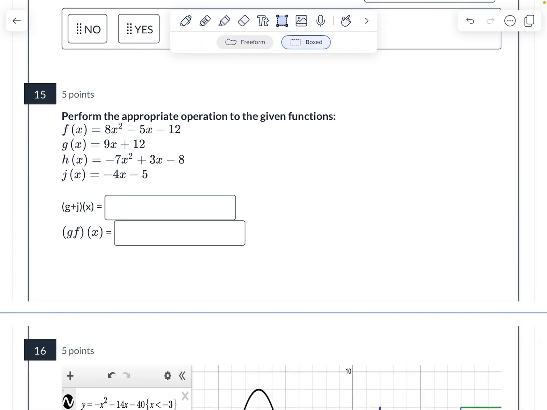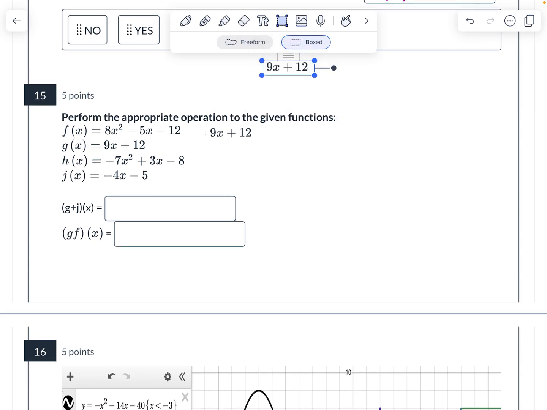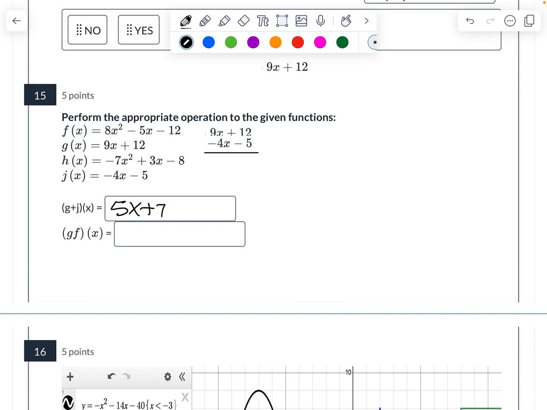Okay, g plus j. This is g. So that's g. So I'm going to take g plus j, and then in a minute I'm going to have to distribute. So we'll do that up here. Okay, so g plus j. Where's j? Here is j. G plus j. So right there is g plus j. Put an equals bar. And I get 5x plus 7.